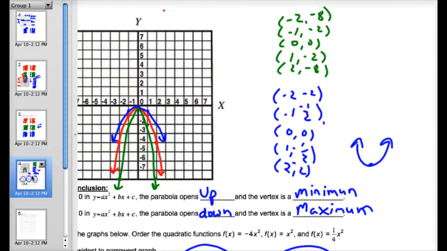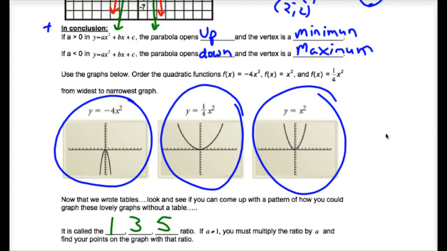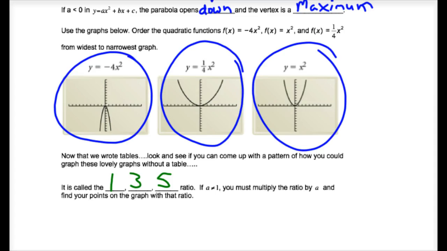All right, back to the in conclusion part. I think we're done with this. You're going to have to study these notes. Okay? The 1-3-5 ratio is huge.